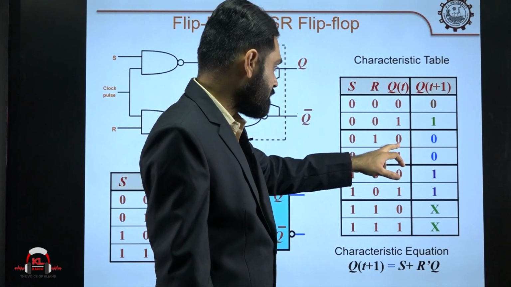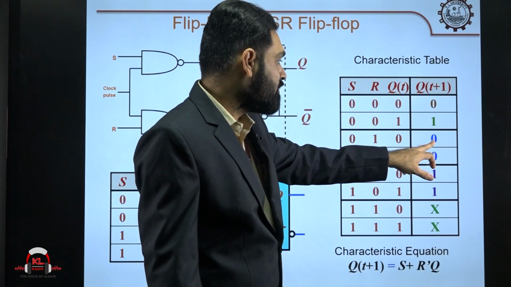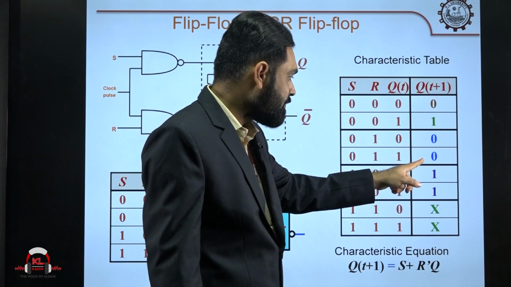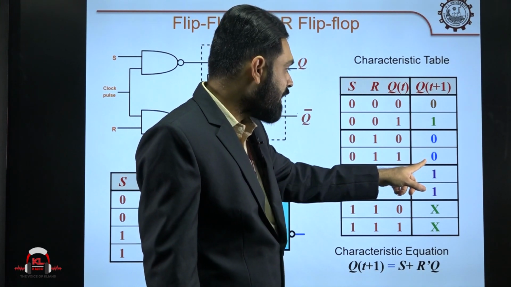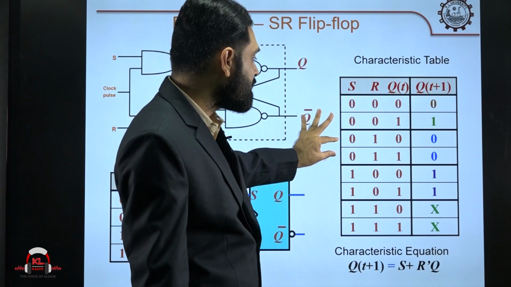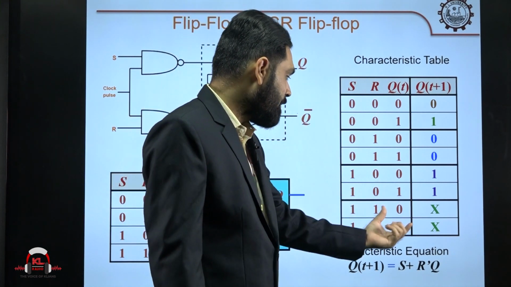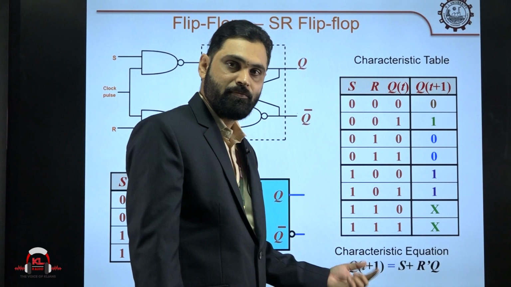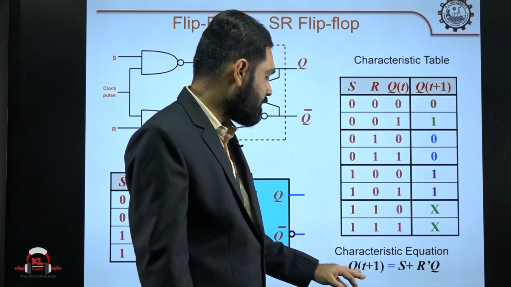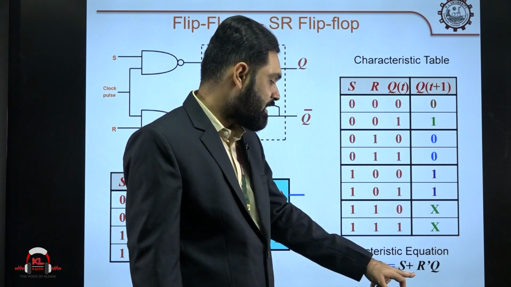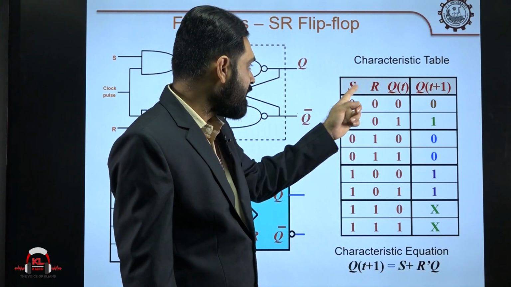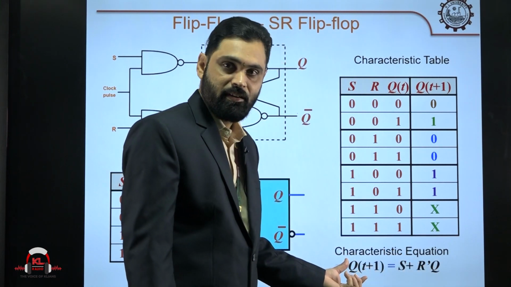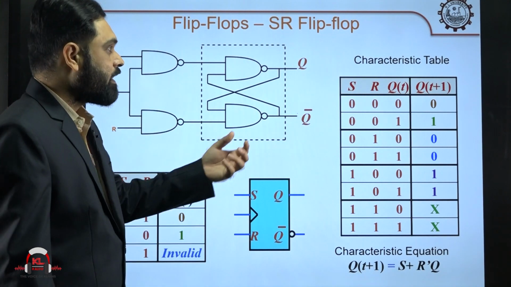And look at here, when the present value is 1 and the next value is 0, the next value is becoming 0. When will the next value become 0? When the input value is 0 1. Similarly, the remaining cases are given here, and the characteristic equation for the next state Q(t+1) of the SR flip flop output is S plus R bar into Q. Just apply the S, R bar and Q values here and you will get the next state. This is the SR flip flop characteristic table.